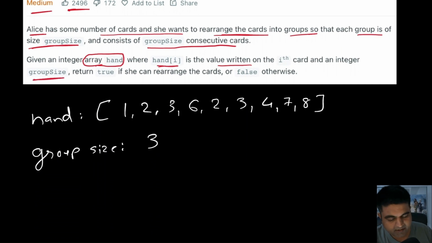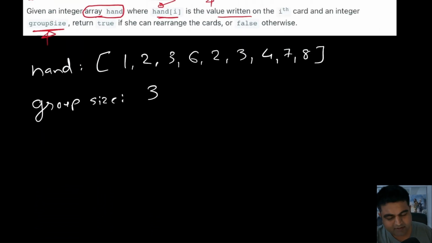Now we need to check whether we can divide all of these cards into groups of this group size, such that all of the rearranged groups contain consecutive cards. So let's try to understand this with an example, and then it would make much more sense. Let's say that we are currently given the hand, or deck of cards, like this, and we are given the group size to be 3.